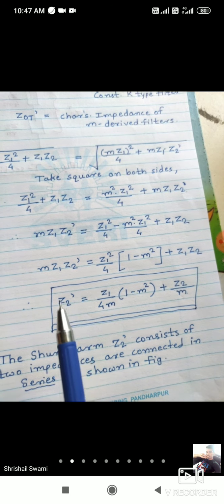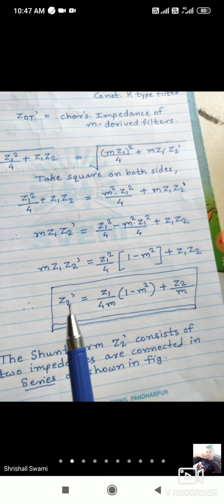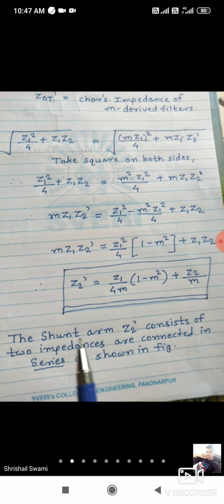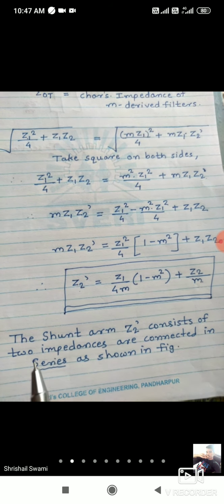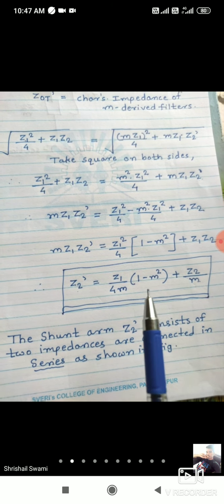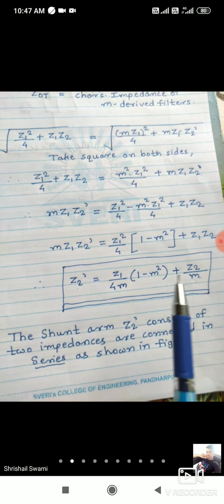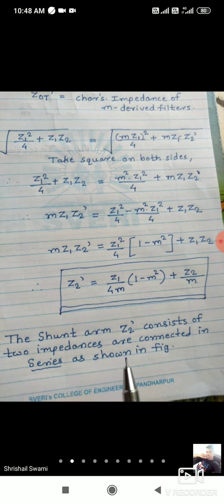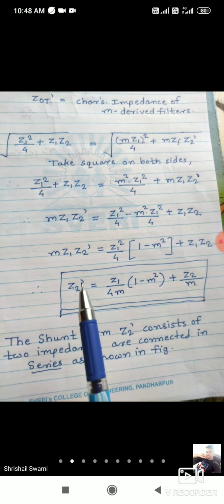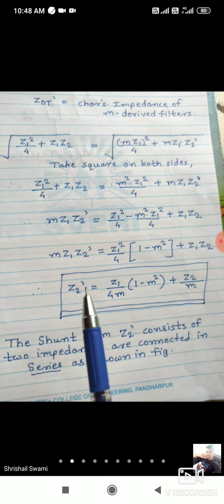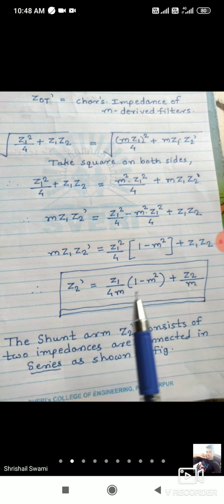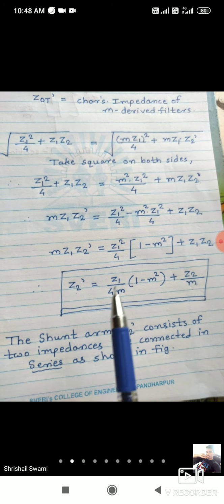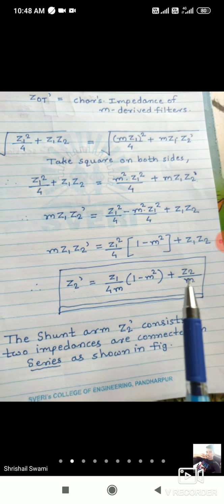So this single impedance z2 dash is replaced by a series combination, which means the shunt arm z2 dash consists of two impedances. When two impedances are connected in series, we take the addition. So two impedances are connected in series as shown in the figure, which means z2 dash in the M derived filter is replaced by a series combination of two impedances. So this is the one impedance connected in series with this one.